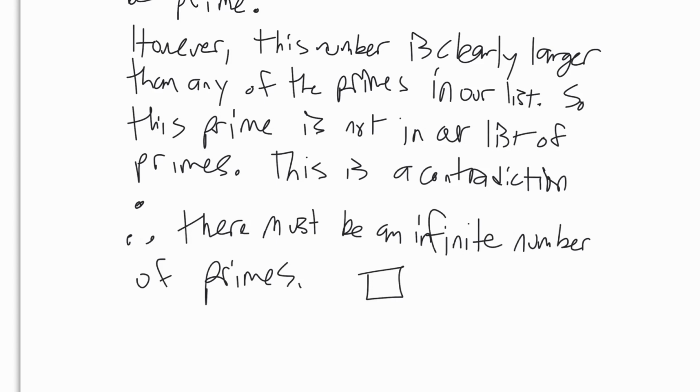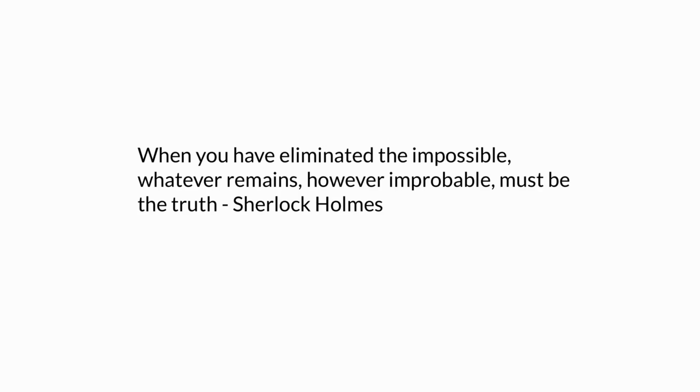And Sherlock Holmes has a nice quote that describes the situation we're in. In one of his novels, he says, "When you have eliminated the impossible, whatever remains, however improbable, must be the truth." And that's what we do with proof by contradiction. We eliminate something as impossible because it leads to a contradiction. And so whatever remains, whatever the opposite is, no matter how improbable, must be the truth because it's the only option you have left.